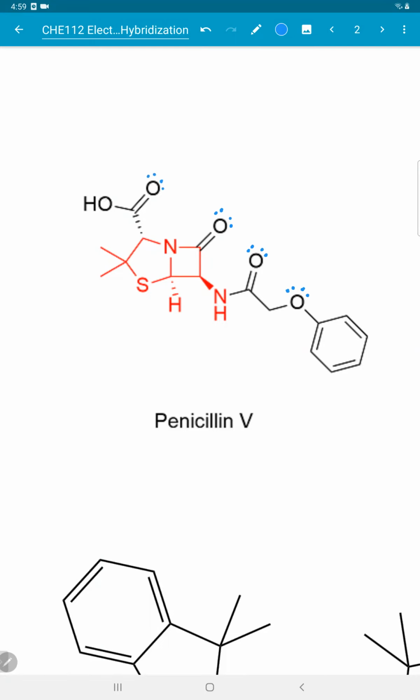This oxygen is making 2 bonds. 1 bond here, the other bond would be to that hydrogen. They just drop it when they're writing the structure here. But that also is going to have 2 lone pairs.